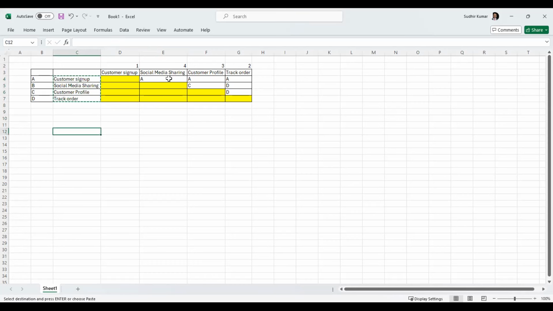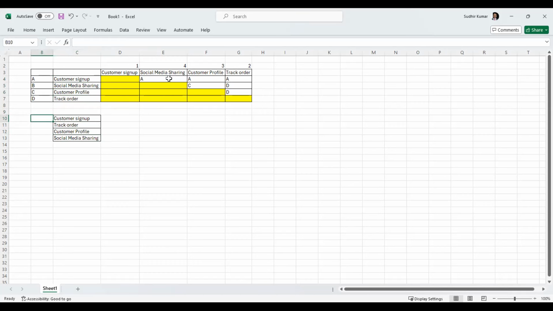The second will now be track orders, right? And the third will remain the same. Fourth will be social media sharing, right? So this change will happen after the product backlog prioritization, right?